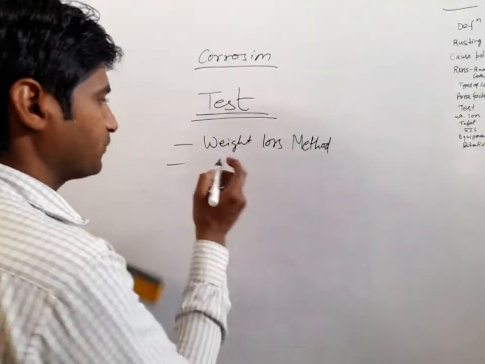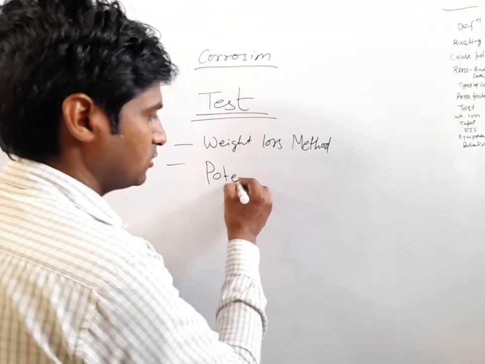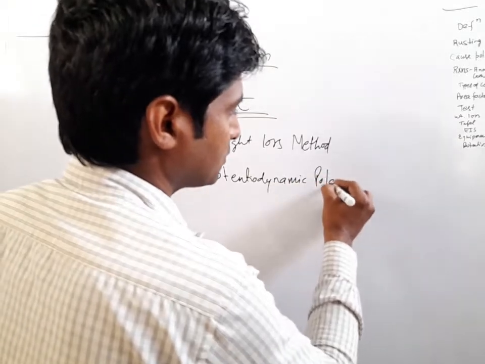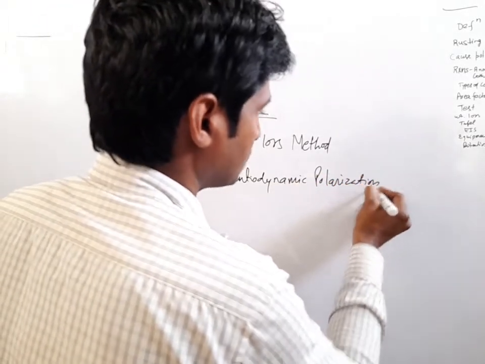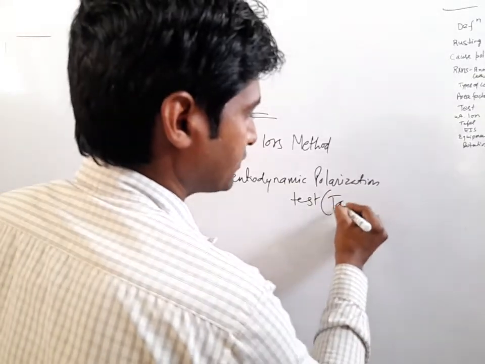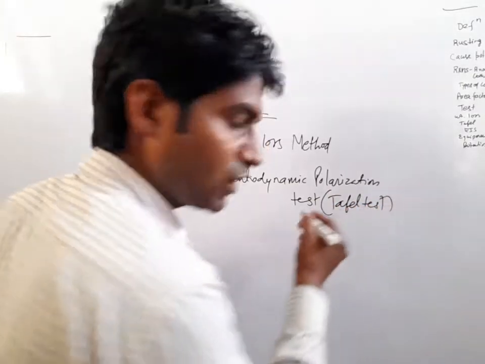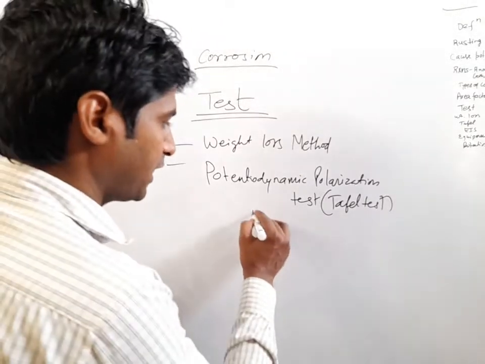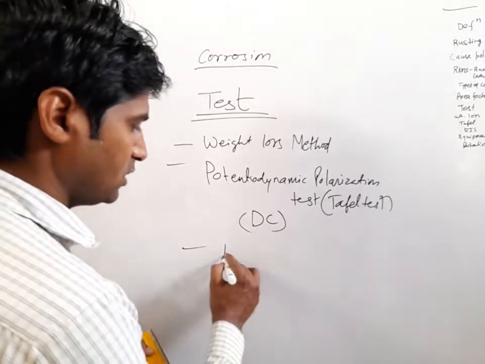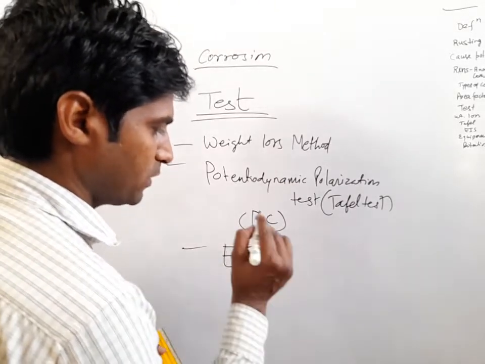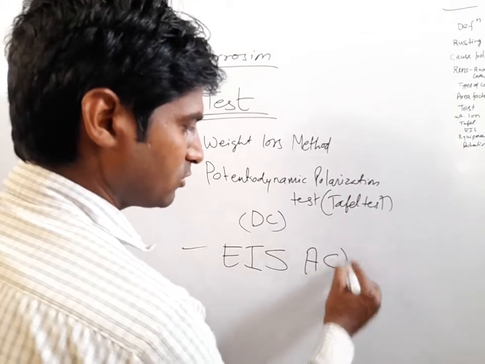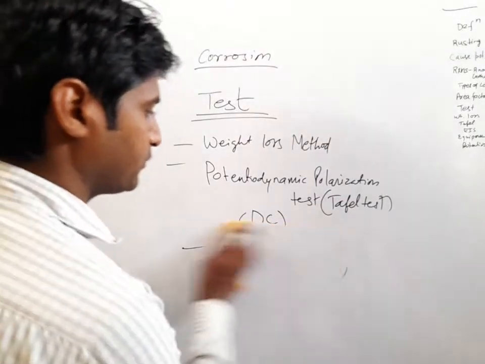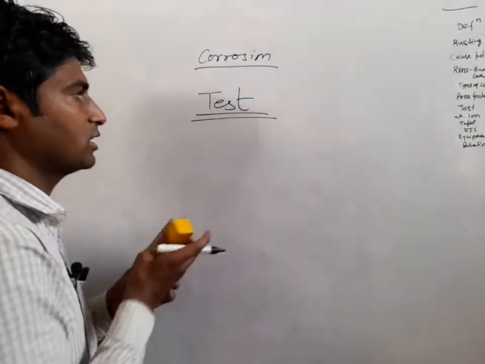Second one is the potentiodynamic polarization test, or this is also called the Tafel test. This is an electrochemical test that is based on direct current, DC. One more is electrochemical impedance spectroscopy, EIS. This is based on alternating current, and the equipment that is generally used for corrosion testing is called the potentiostat.